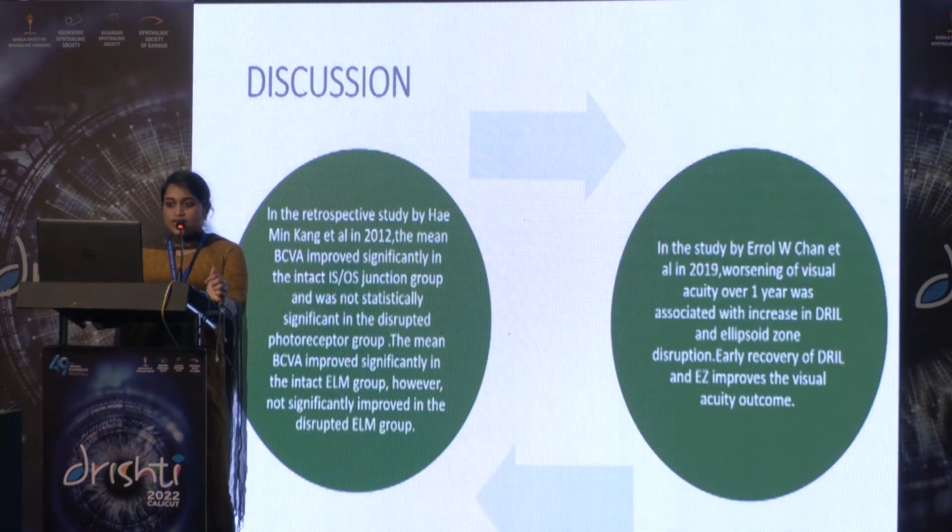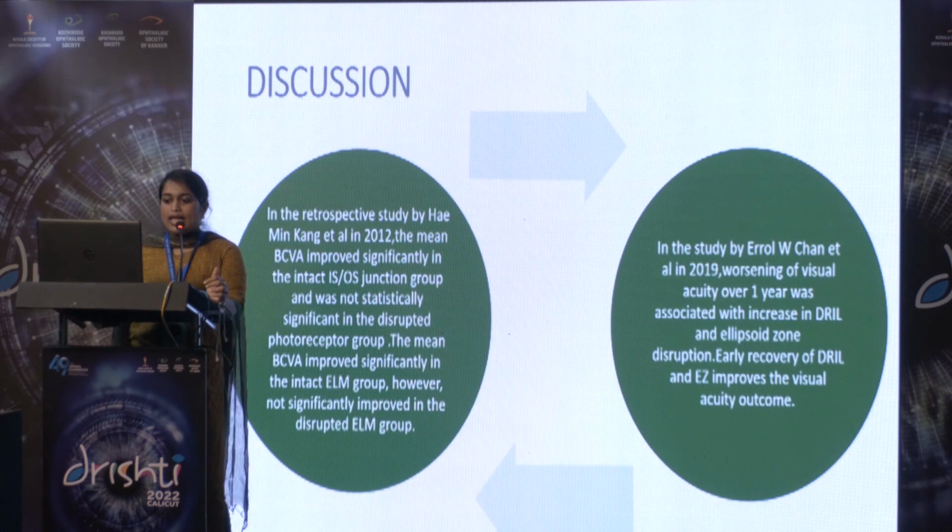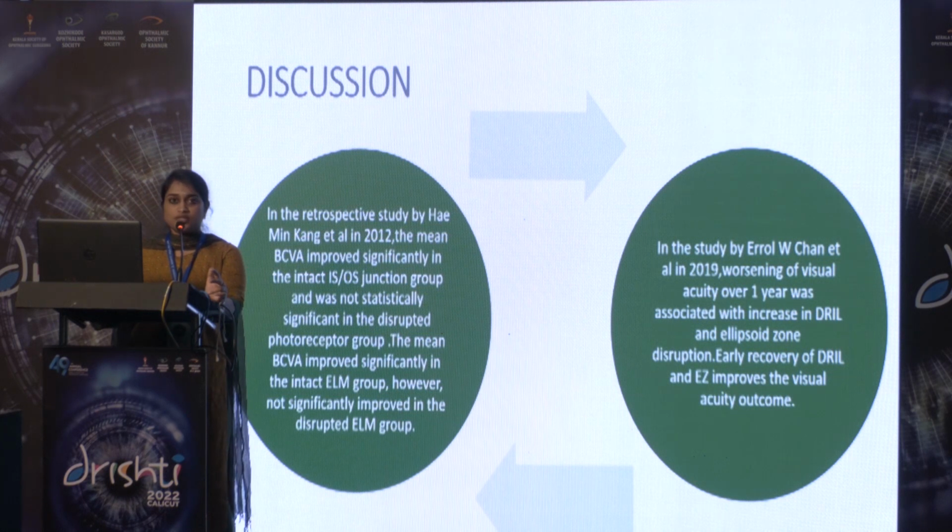Coming to discussion, in the retrospective study by Heyman Kang et al. in 2012, the mean BCVA improved significantly in the intact ISOS junction group, and it was not statistically significant in the disrupted photoreceptor group. And the mean BCVA improved significantly in the intact ELM group. However, there was no significant improvement in the disrupted ELM group.